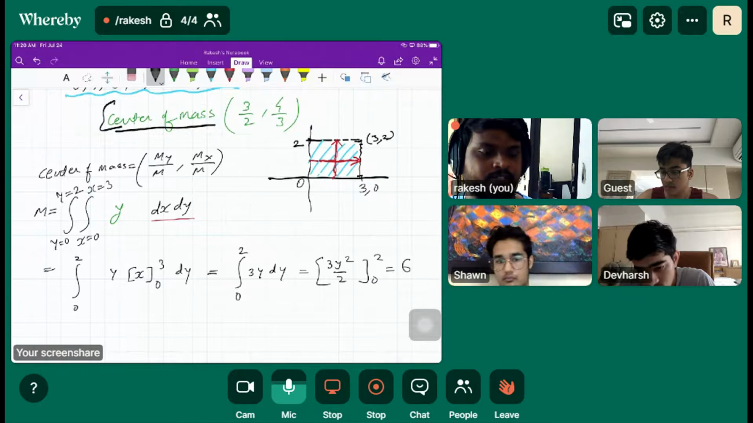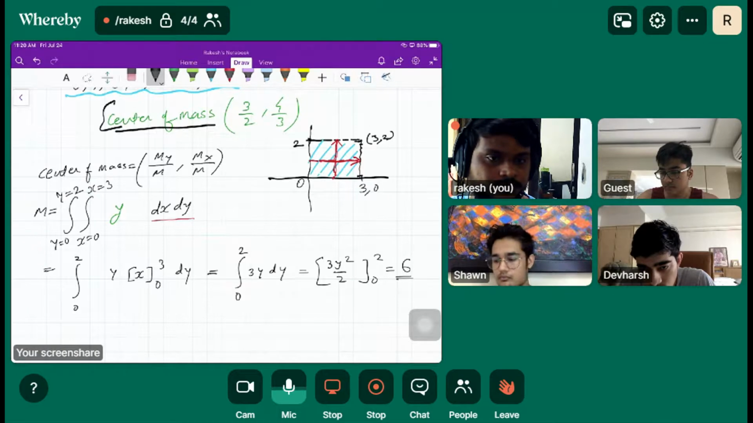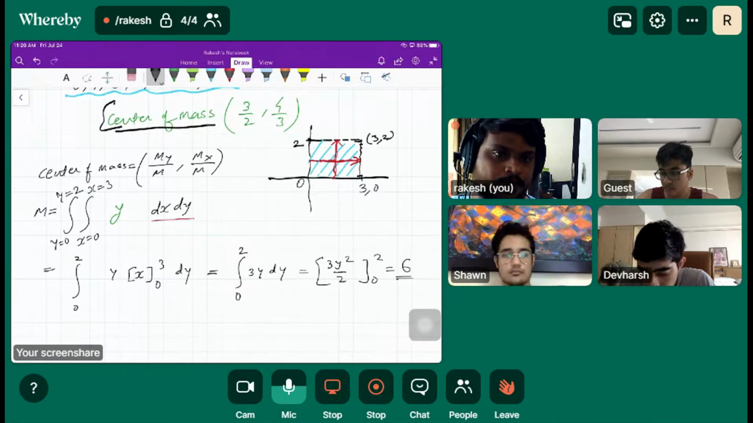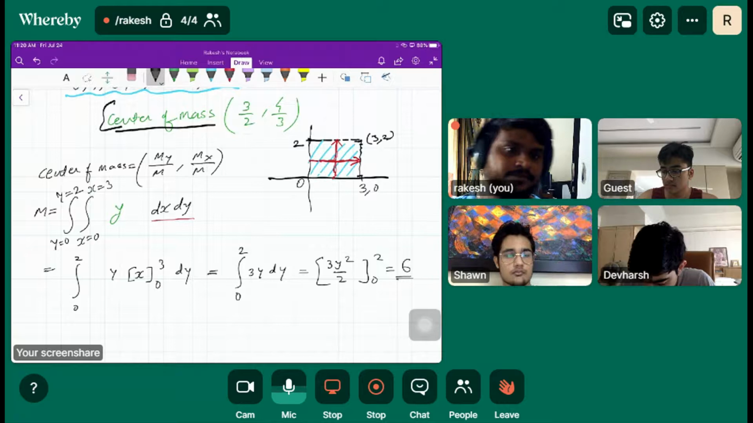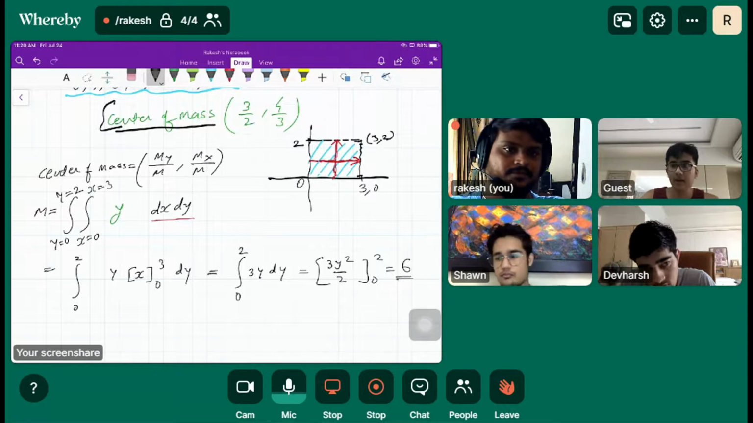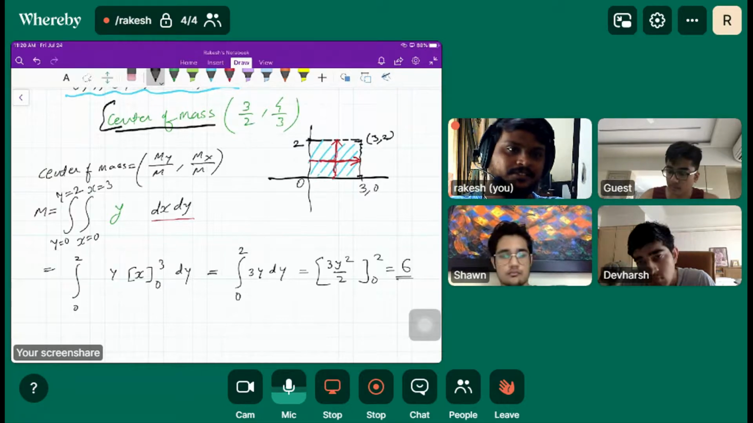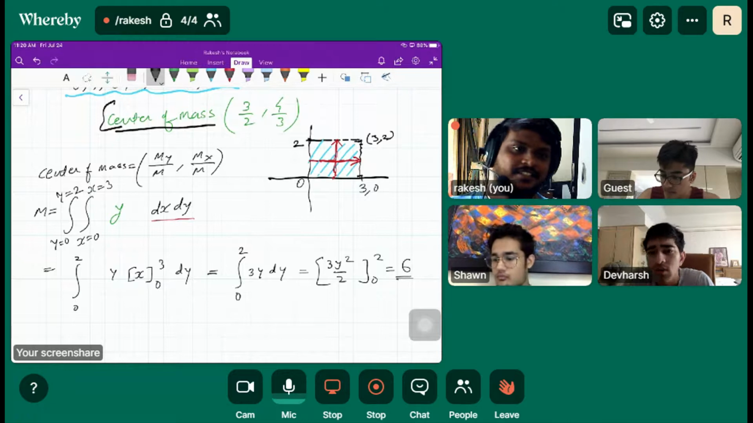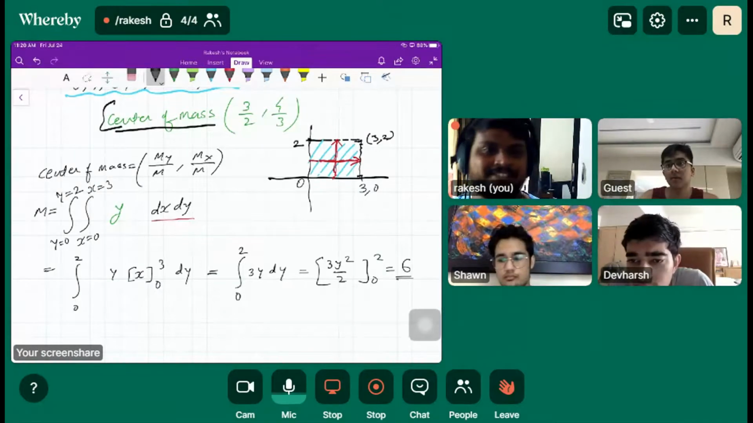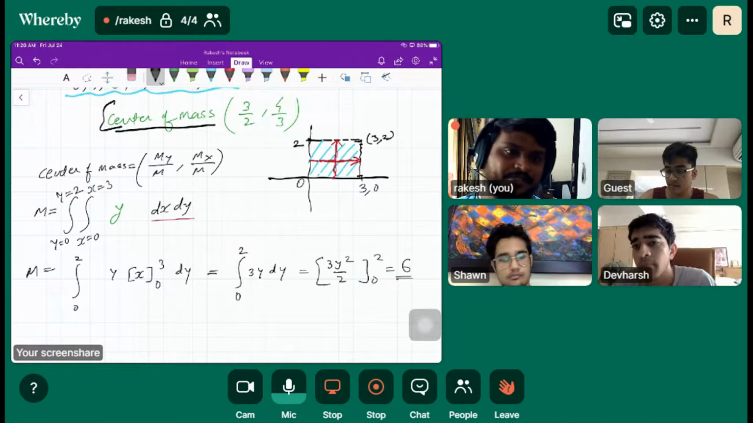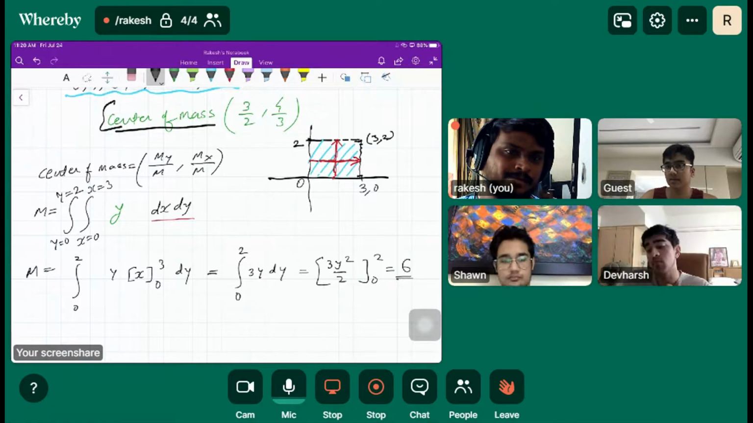Okay, what is this? Volume, mass, area? It's the total mass of the object. It's the mass of the lamina. This is dimension into area, right, which gives the mass.